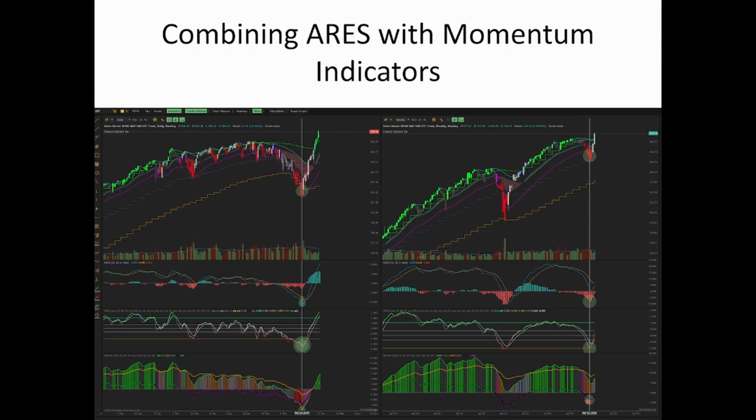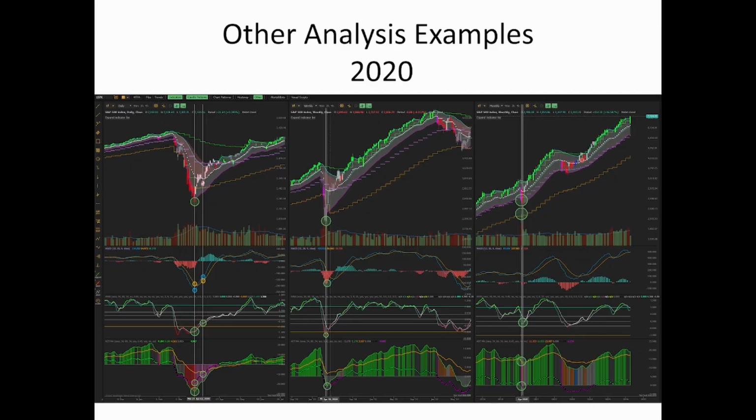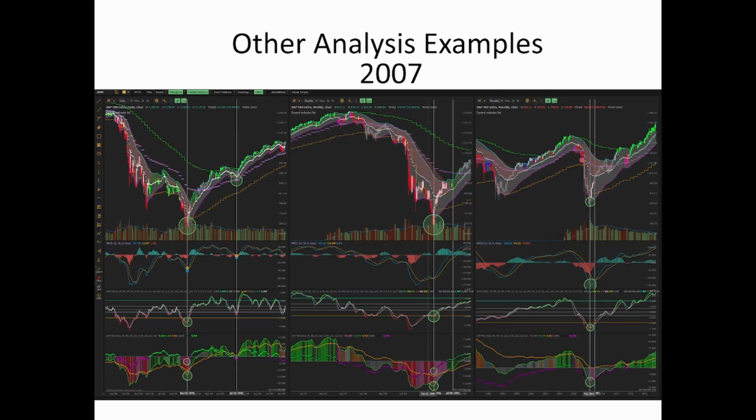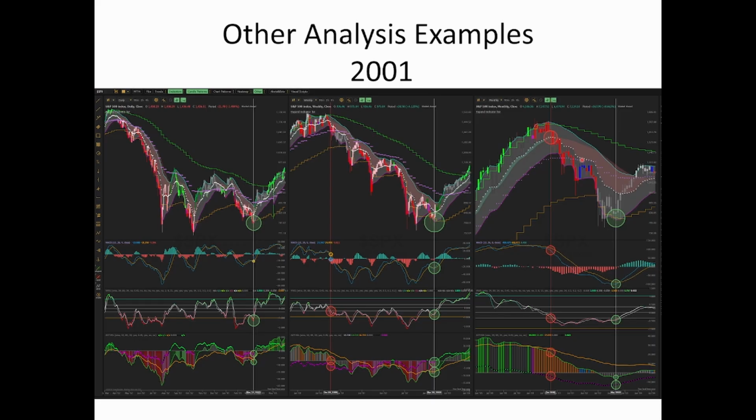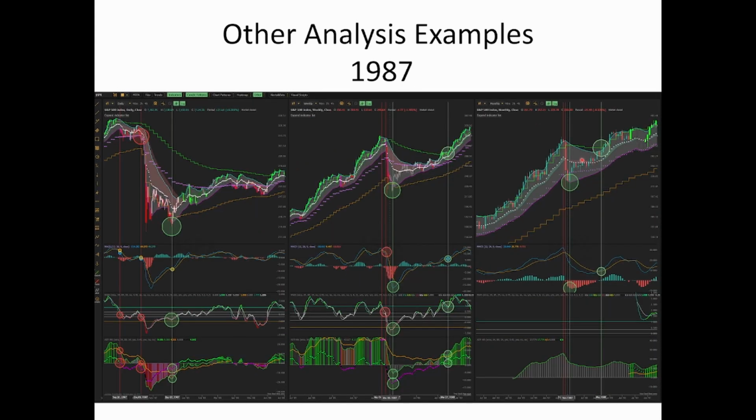And indeed, a very strong move upwards has happened after that, demonstrating that the ARES analysis in conjunction with the momentum indicators may pinpoint capitulation zones. Similar examples can be found, for instance, for the 2020 crash, the COVID crash, or 2007, or 2001, or 1987.